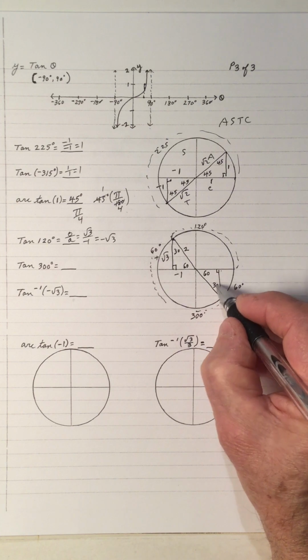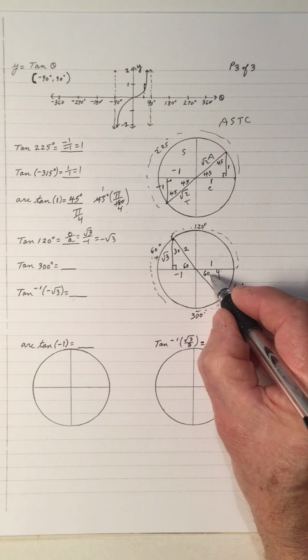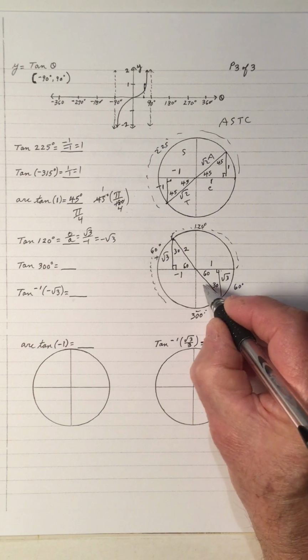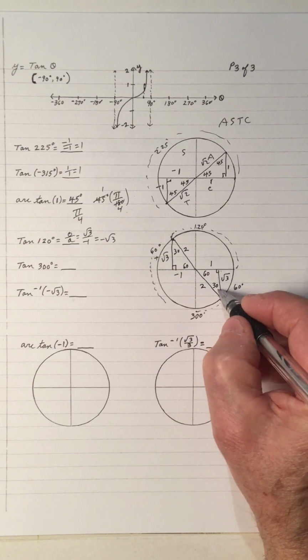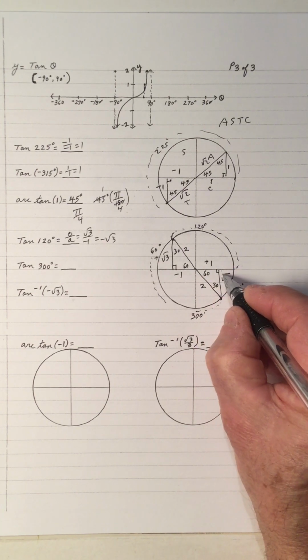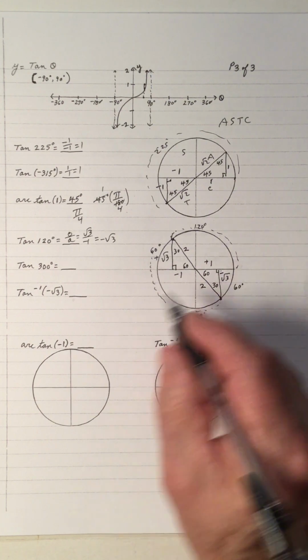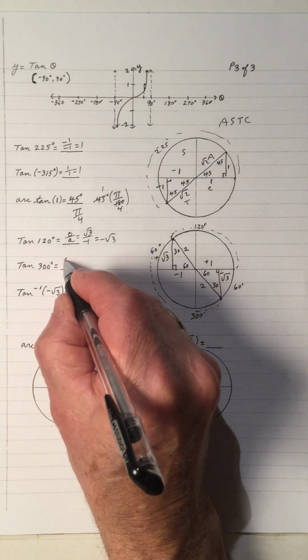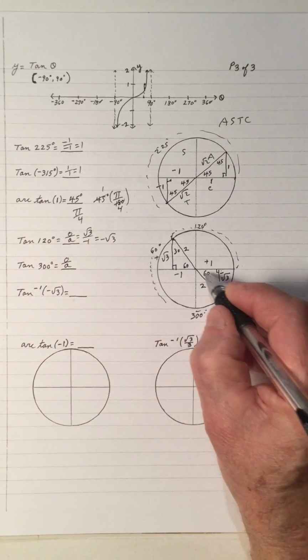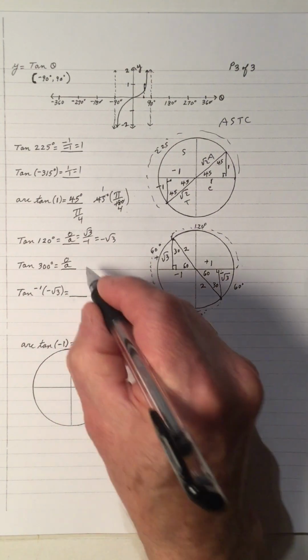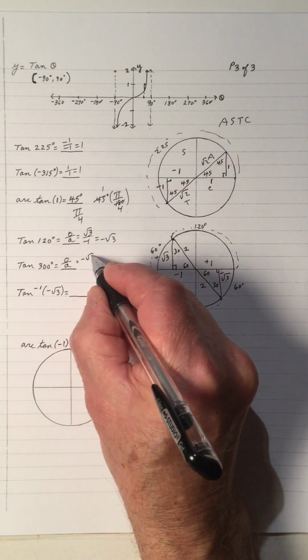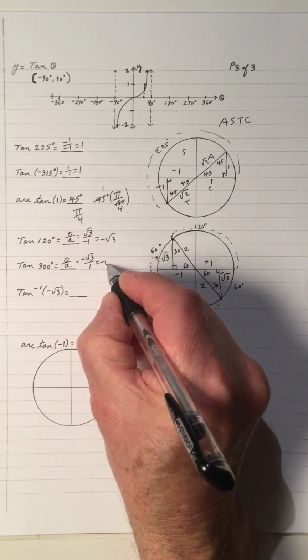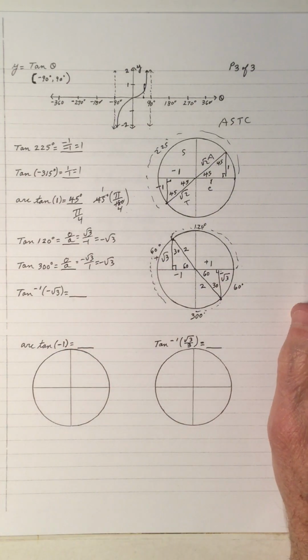This is the 30. Opposite 30 is 1. Opposite 60 is root 3. Hypotenuse is 2. In this fourth quadrant, the x is positive, the y is negative. And again, the tan is the opposite over the adjacent in relation to the reference angle of 60. So it's a negative root 3 over 1, which is negative root 3.